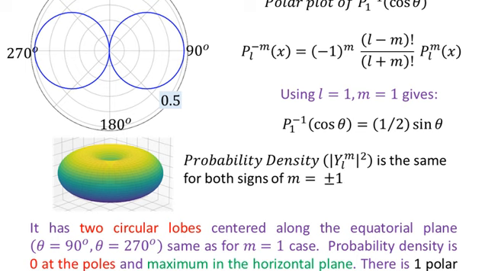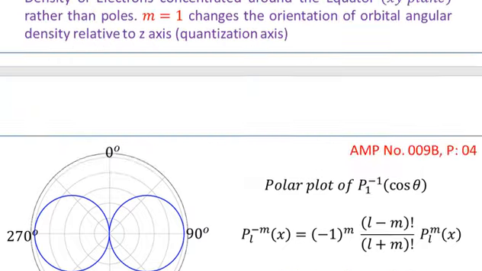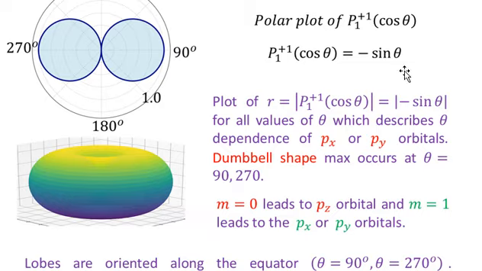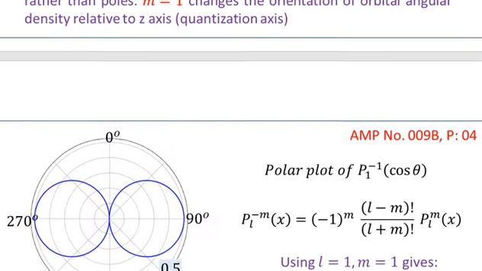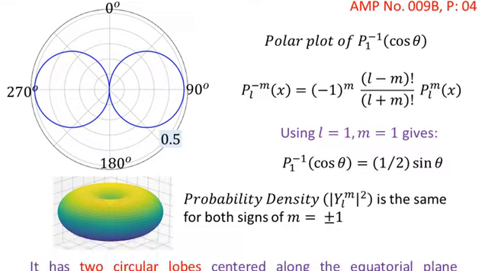That is, the probability of finding the electron in this donut type shape or torus type shape for the magnetic quantum number +1 and for the magnetic quantum number -1 will be identical, will be the same. So the probability density, which is given as the absolute square of the spherical harmonic function, is the same for both signs of m equal to ±1, because the normalization constant will take care of this probability density to be equal.